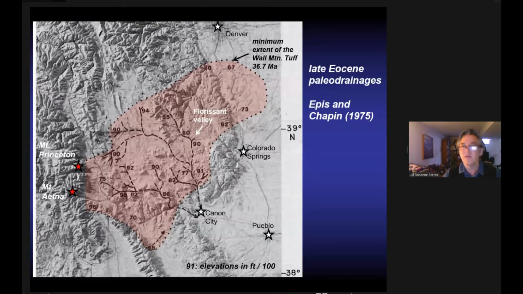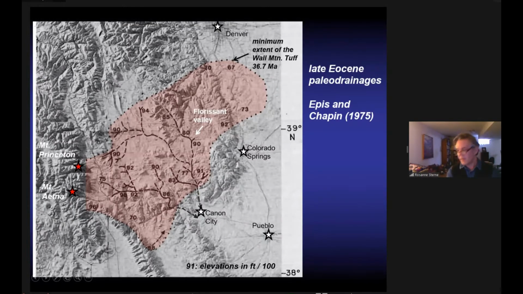And this is an Epis and Chapin diagram showing some of the late Eocene paleo drainages, a couple of which come out of South Park, the Paleo South Park drainage, and flowed down to Canon City. And we'll be taking a look at those. And then they're starting to put some elevations on this surface. These numbers are elevations in feet divided by 100.